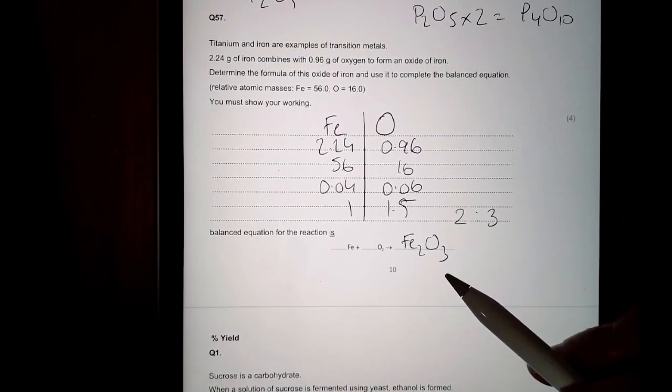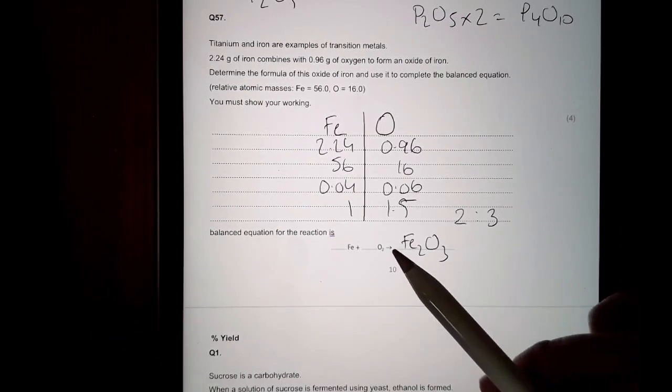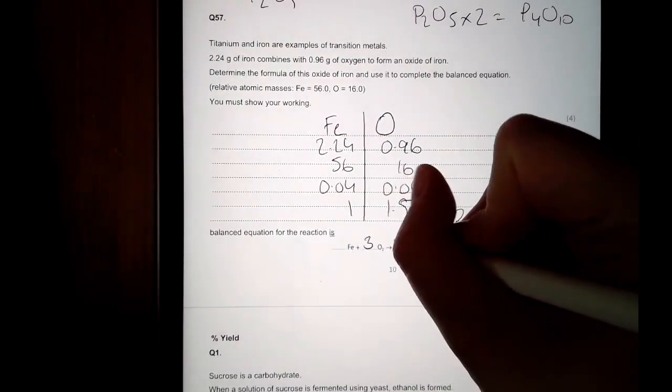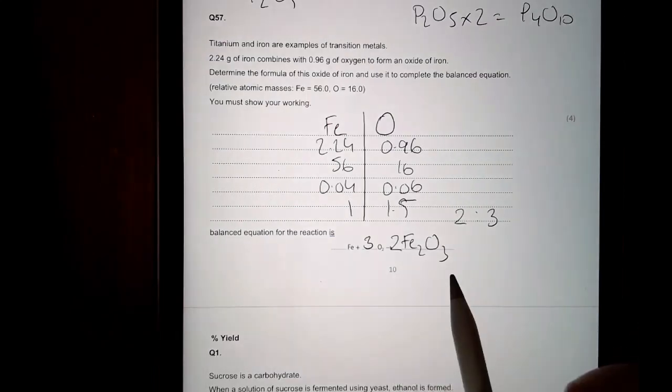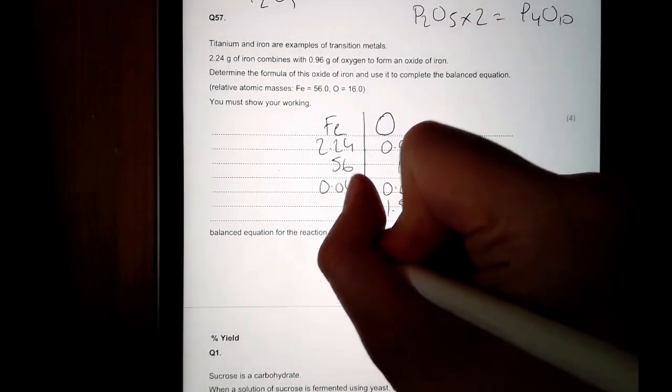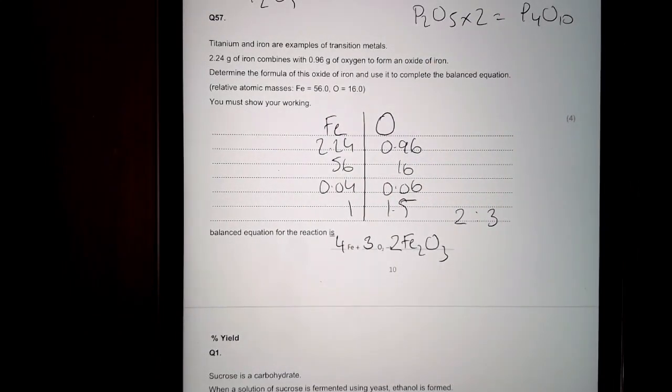You can fill it in here, and then you need to balance your equation. You've got 2 oxygens on the left, 3 on the right. If I put a 3 here and a 2 here, then I'm going to have 6 oxygens on each side. By putting that big 2 there, I've got 4 irons, so I need a 4 here. Okay, and that's the end of that one.